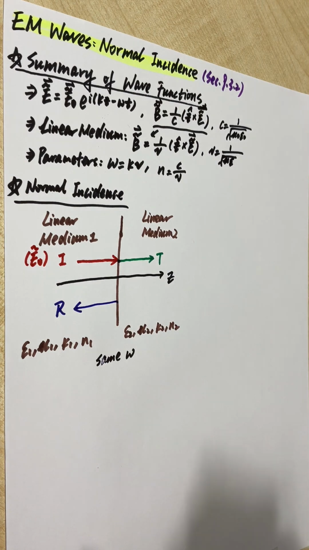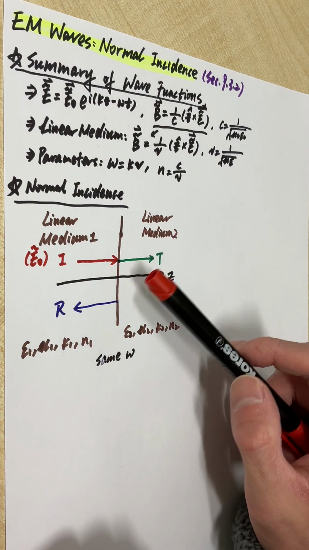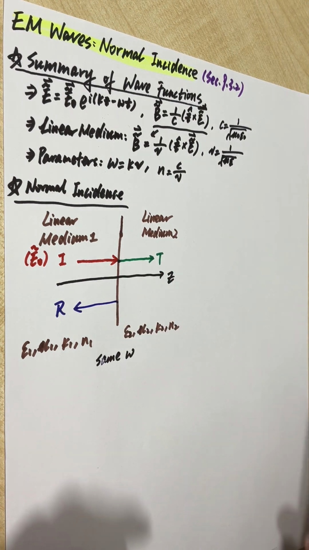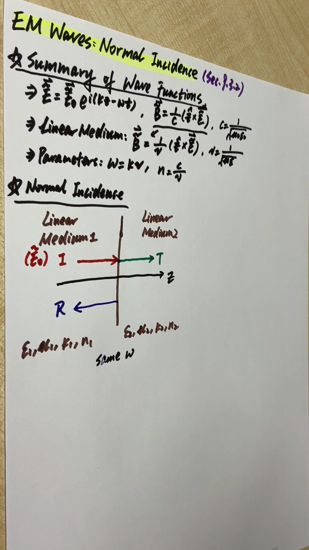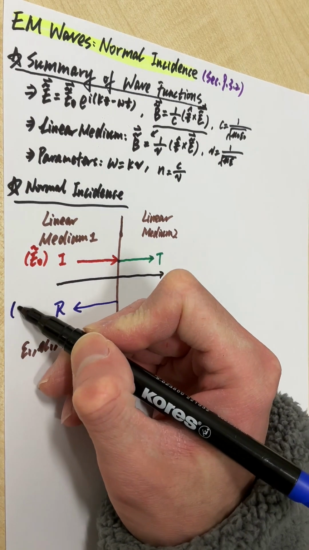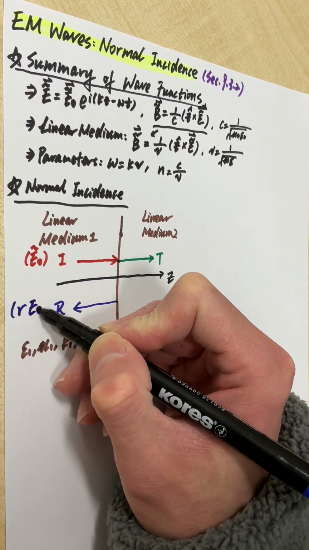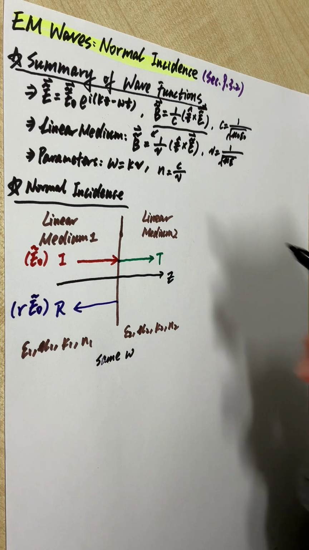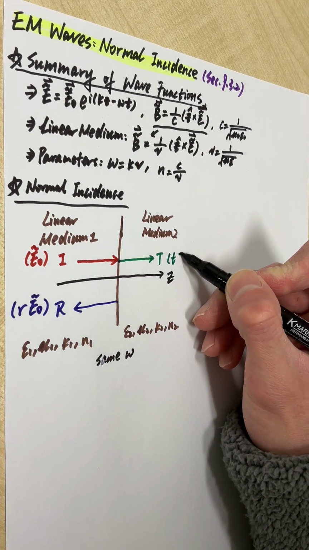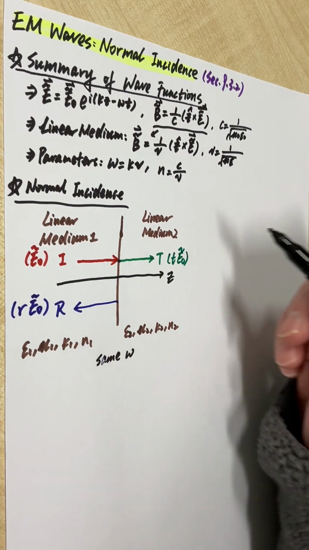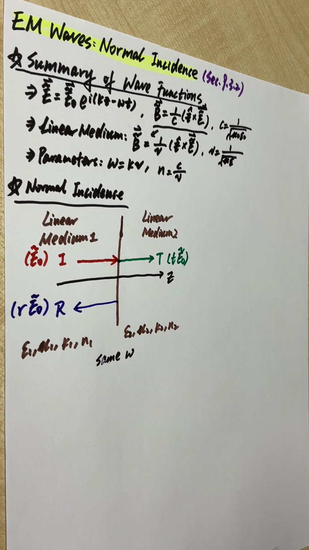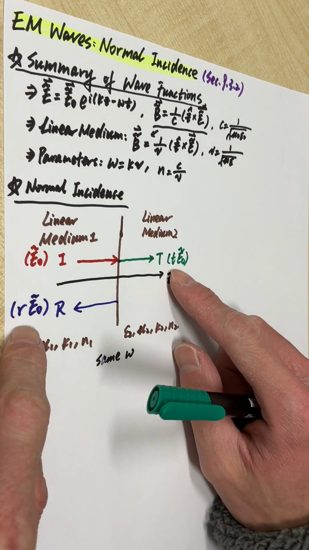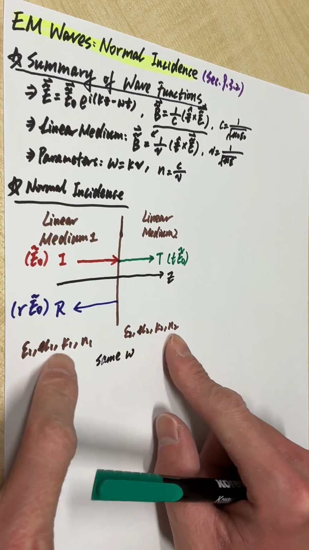Our task is to find out how much wave is transmitted and how much wave is reflected. So we'll assign a ratio. Some ratio R of E0 is reflected, and some ratio T of E0 is transmitted. Our objective is to express R and T by these medium parameters.